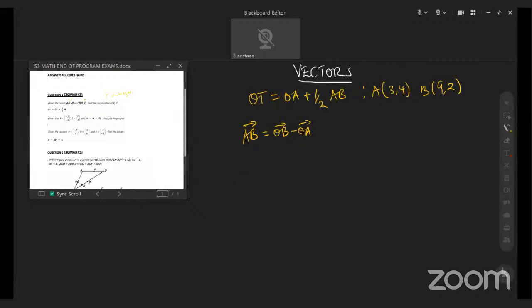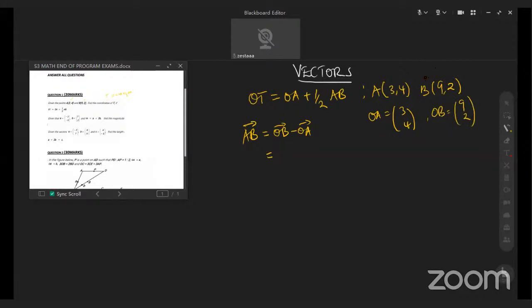So this is what we do have. In so doing, you are going to do the subtraction and then you will be able to come up with your AB. So this will be equal to, now when you write this in a column vector form, OA will be (3, 4) and then OB would be (9, 2). This is in a column vector form.